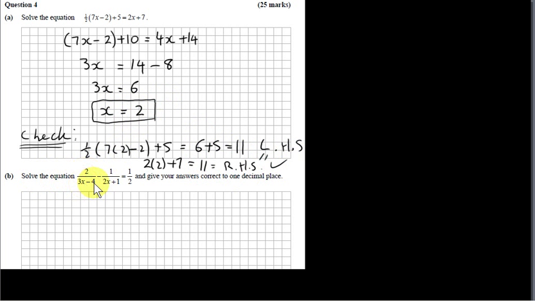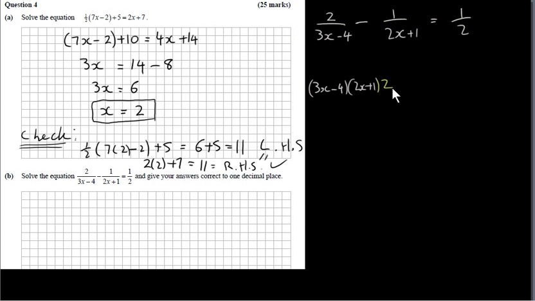Solve the equation 2 over (3x minus 4) minus 1 over (2x plus 1) equals a half, and give your answers correct to one decimal place. Now, with this type of an equation, what we try to do is get rid of denominators. So we multiply the entire equation by all the denominators. So what we do is we multiply the whole equation by (3x minus 4) times (2x plus 1) times 2. These are the denominators. So we stick this quantity in front of each fraction.